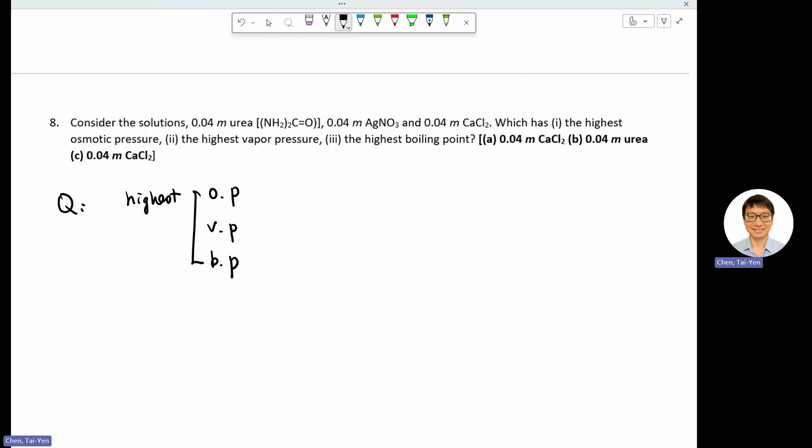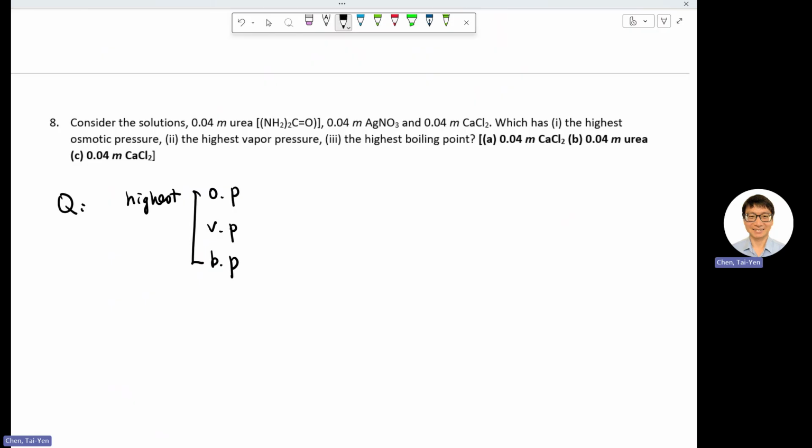Okay, so before I jump in to solve this problem, the thing I want you to think about is this: osmotic pressure, boiling point, vapor pressure. Those are the keywords for what? For the colligative properties, right? So you want to know who has the largest effective concentration, meaning i times the concentration, right? That's the thing that matters, okay?